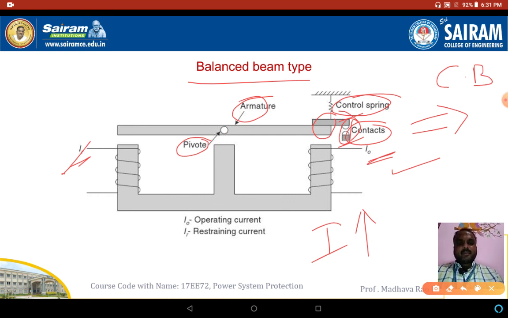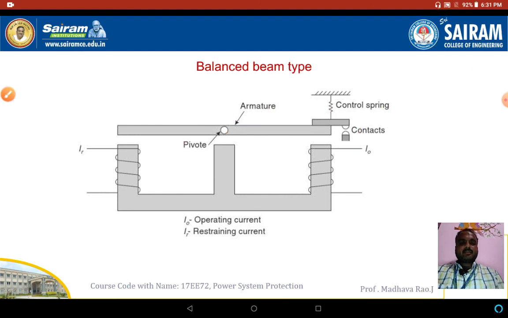Balanced beam type relays are very strong and have very fast operation. They usually require only one cycle, but are not accurate as they are affected by DC transient. This type of relay can be used in high voltage supplies. So this is about balanced beam type relays.